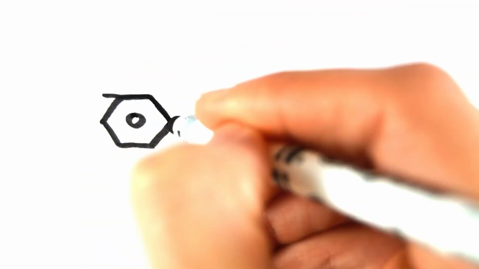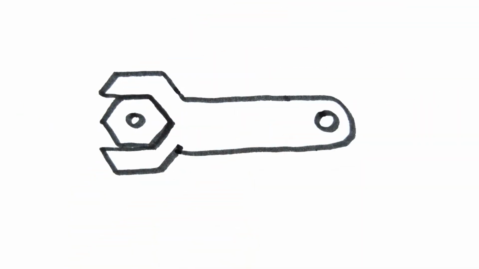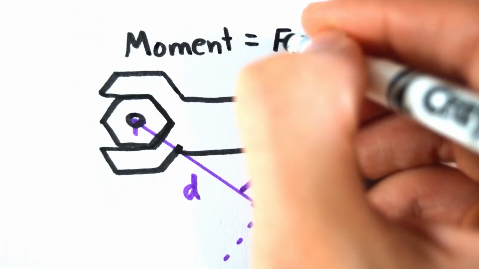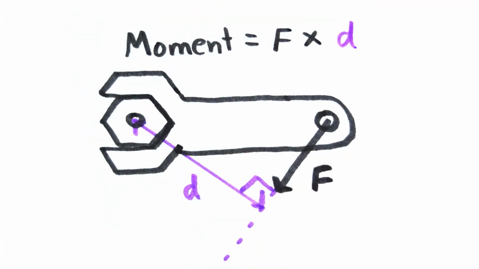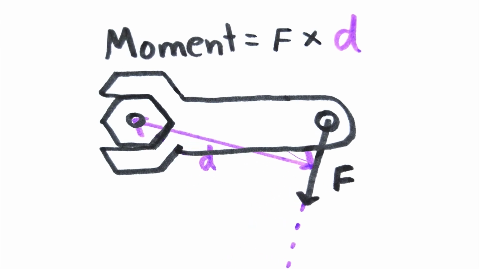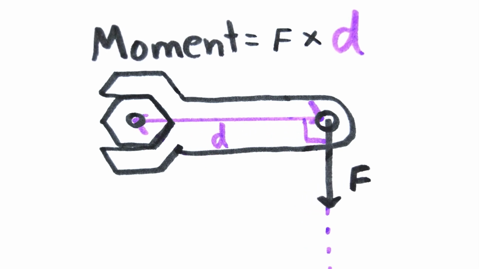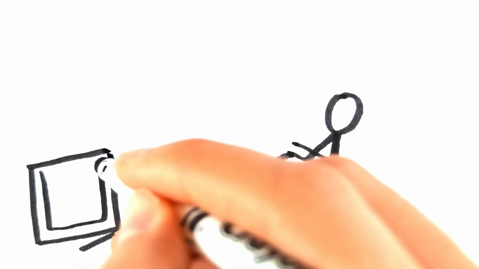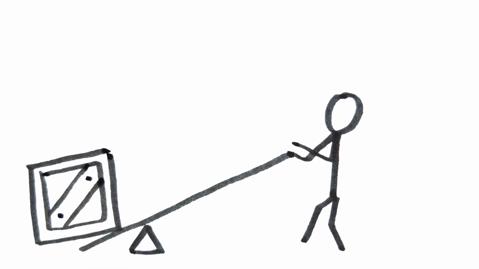However, you can apply a force that is not perpendicular, in which case the distance is not the length of the spanner, but is the distance from the line of action of the force to the pivot. This will produce a smaller moment, so to produce the maximum moment, you need to apply the force at 90 degrees. Moments are often referred to as force multipliers, because they reduce the force needed to perform certain tasks.